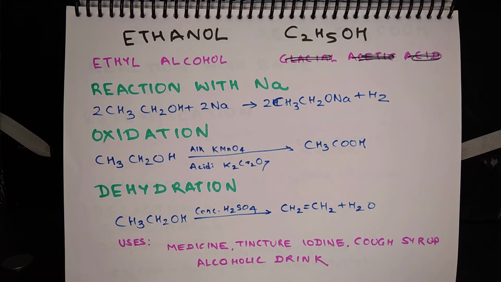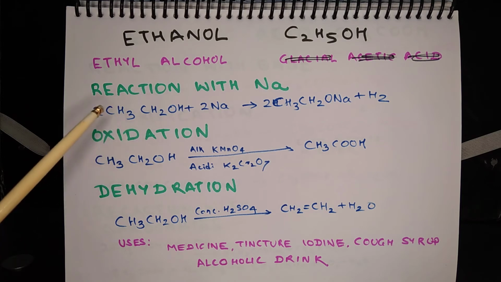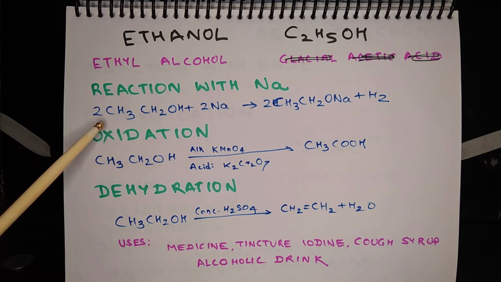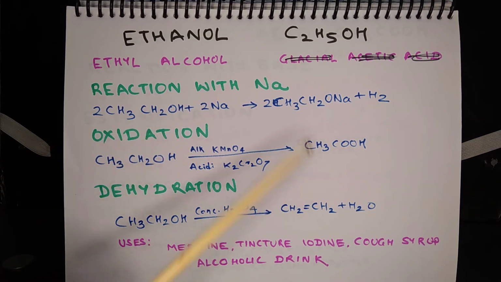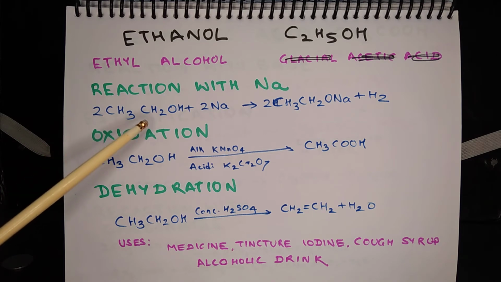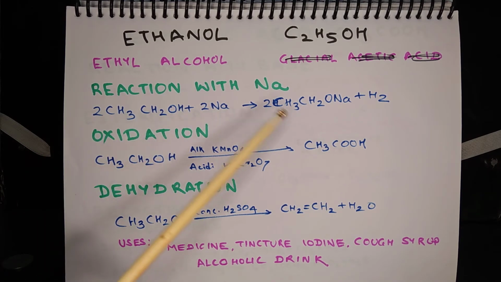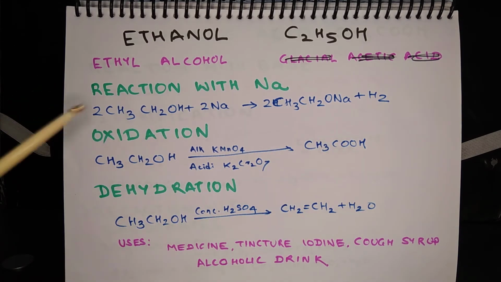The reaction with sodium. Here it behaves the way a base behaves because of the OH radical over here, or functional group over here. So when ethanol reacts with sodium, it produces sodium ethoxide plus hydrogen gas. The equation is 2CH3CH2OH plus 2Na is equal to 2CH3CH2ONa plus H2.